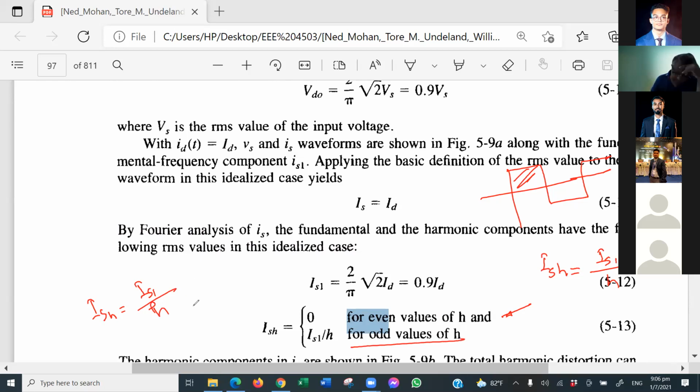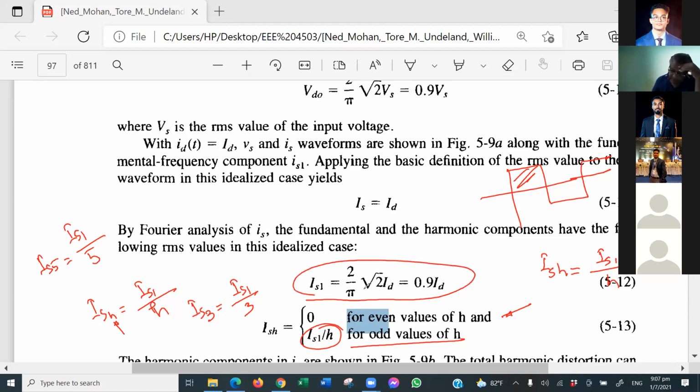Suppose you want to find out the RMS value of the third harmonic component, that would be IS1 by 3. H is 3 here. H has been replaced by 3. If you want to find out the RMS value of the fifth harmonic, then this will be IS1 by 5. You understand it or not? Yes, sir. Now, this has been proved in chapter 3 probably, but I can prove it very quickly here.